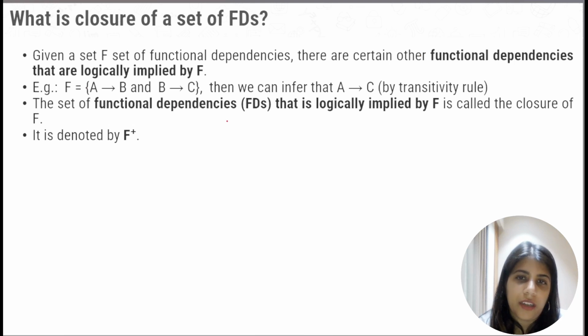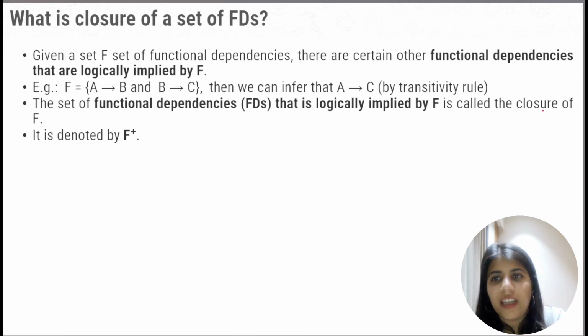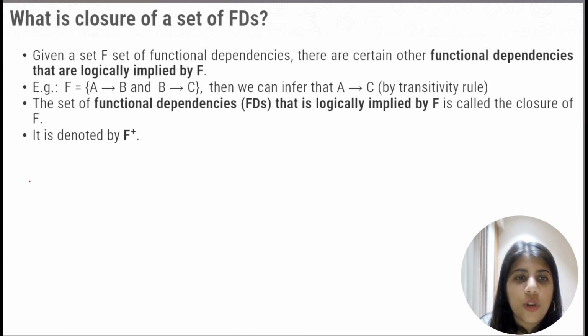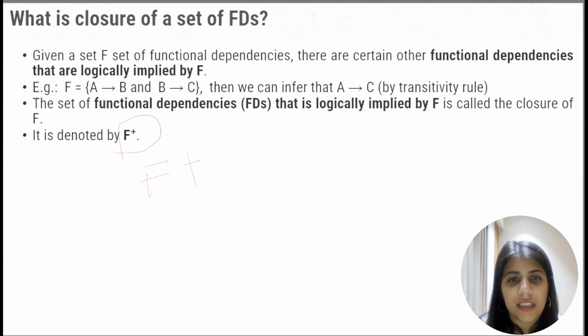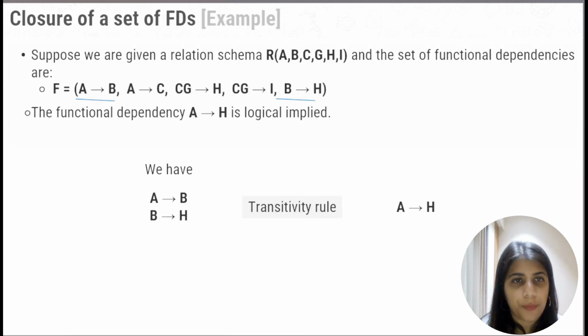The set of functional dependencies that is logically implied by F is called the closure of F. Whatever is logically implied from the functional dependencies given to you, we call that closure. We denote it with F plus. So let's understand this more with an example. Suppose we are given a relation schema. R is the relation in which we have attributes A, B, C, G, H, I, and the set of functional dependencies are A determines B, A determines C, CG determines H, CG determines I, B determines H.